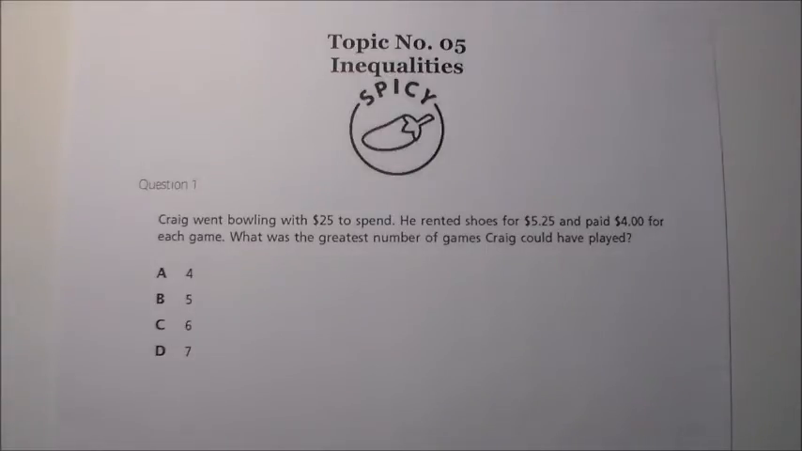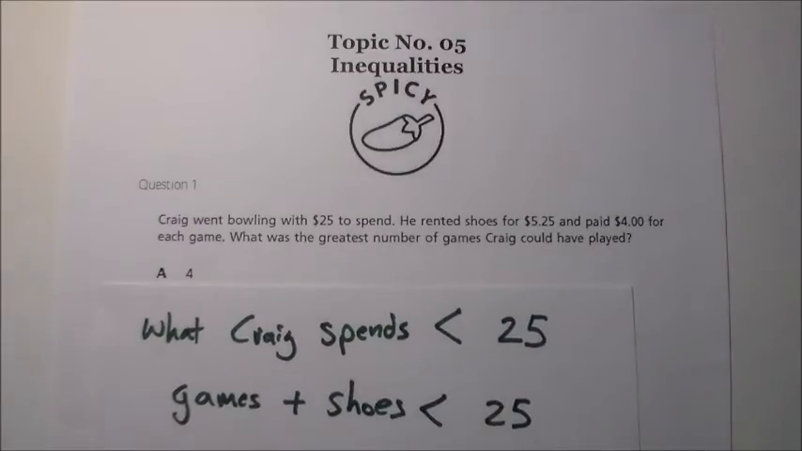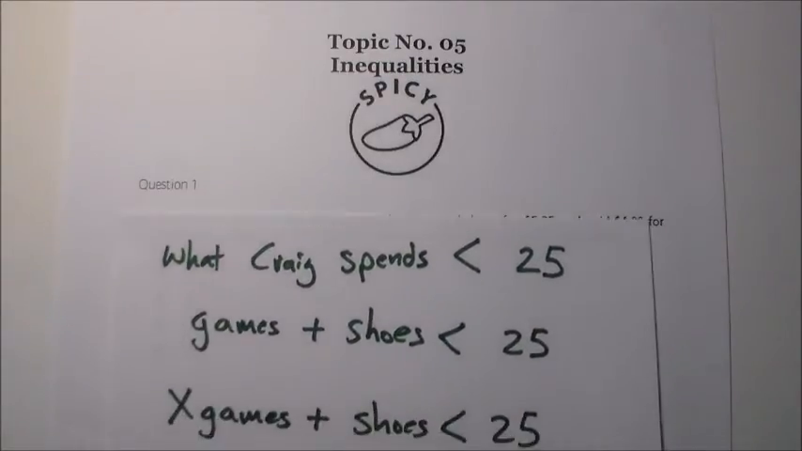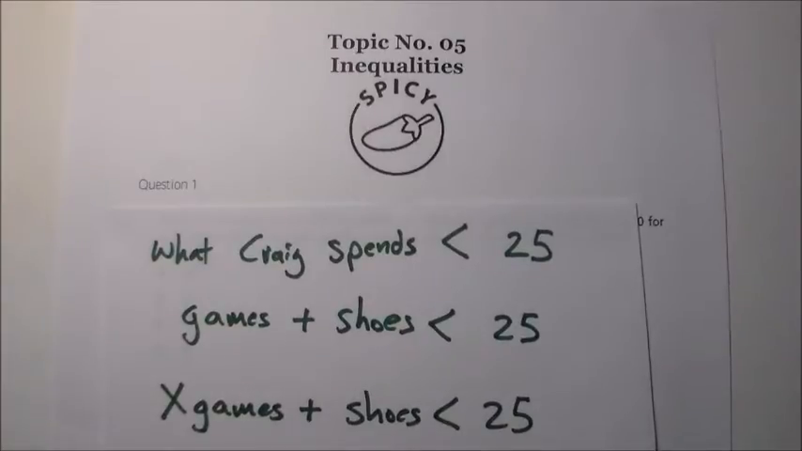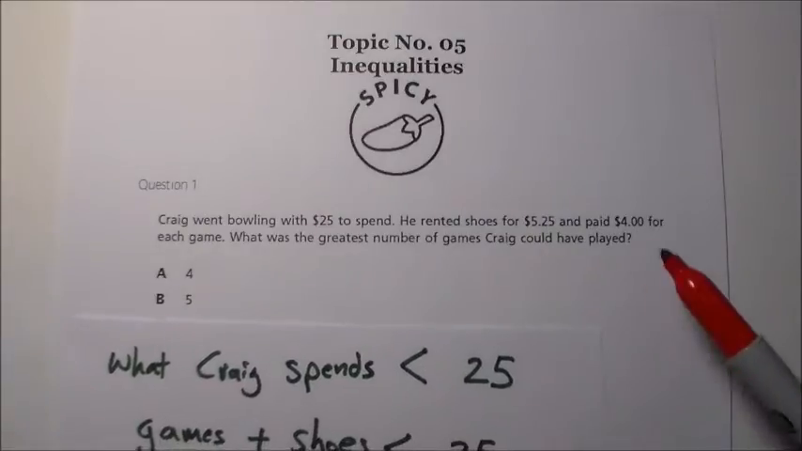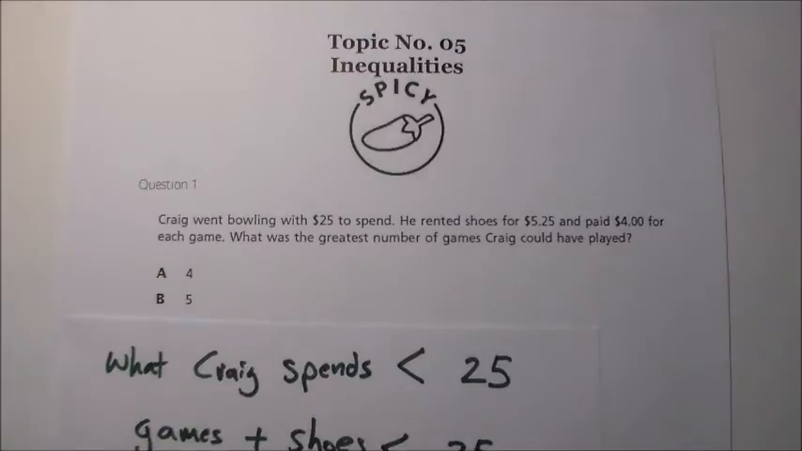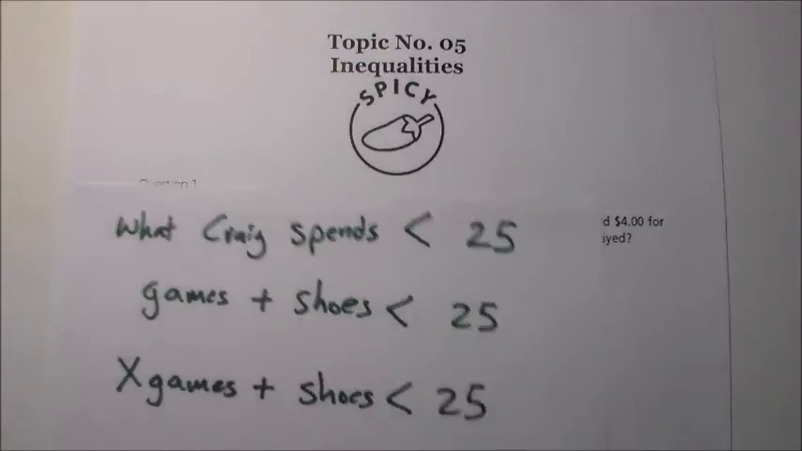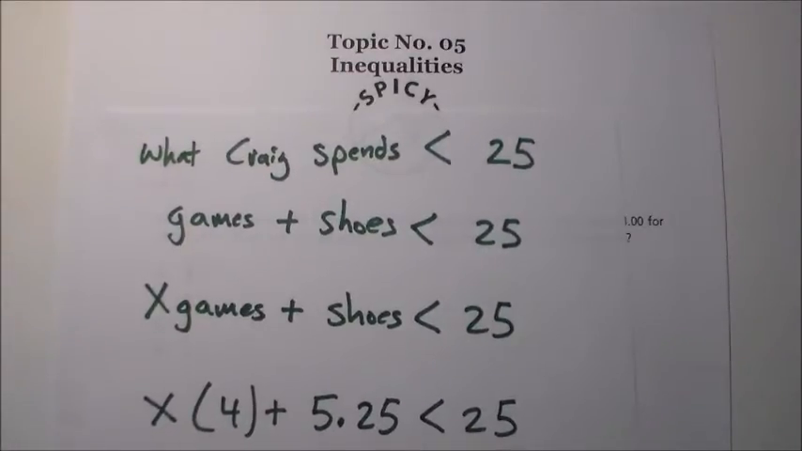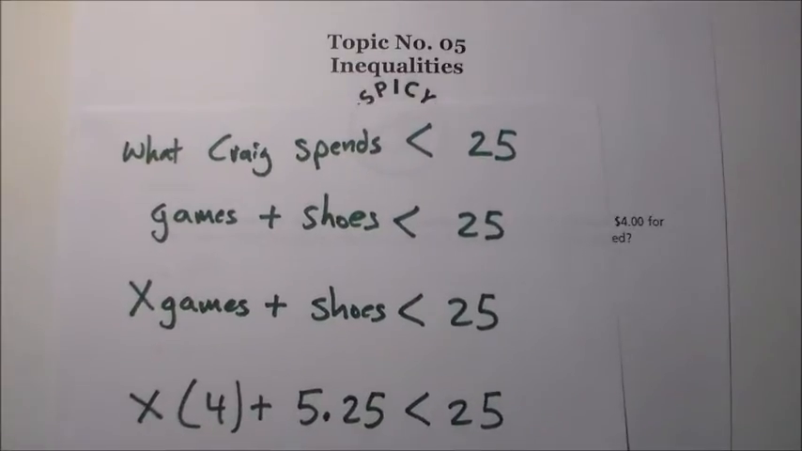Okay, so what Craig spends has to be less than, that's the symbol for less than, 25 bucks. And Craig is going to pay for games and shoes. He's going to pay for X number of games and one pair of shoes. So X number of games for $4. It says $4 for each game, $5.25 for the shoes. So he's going to spend X games, and each game is going to cost him $4. So 4 times X plus $5.25 for the shoes.